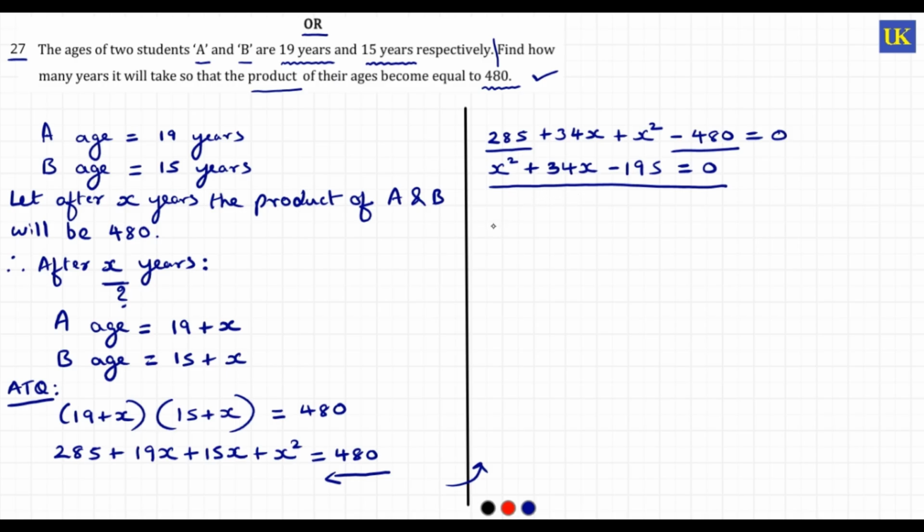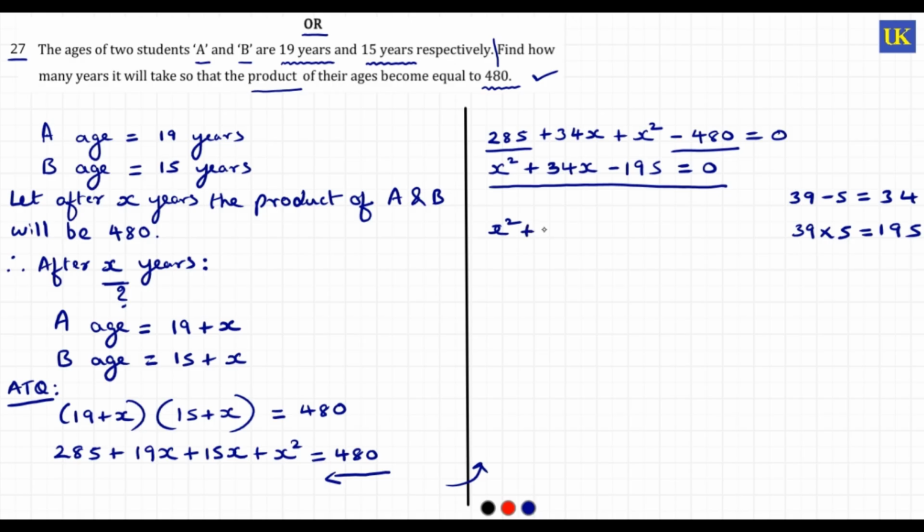Here we need two numbers to split this. Once we subtract, we need to get 34, and once we multiply, we need to get 195. So the numbers are 39 and minus 5. This will give us 34, and 39 into 5 will give us 195. So these are the two numbers.